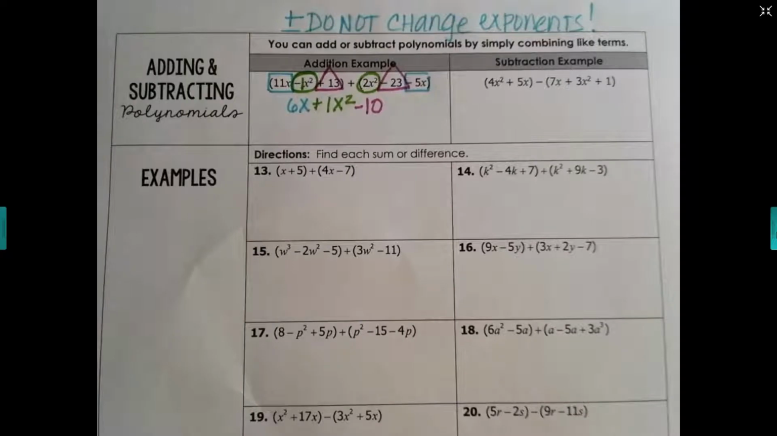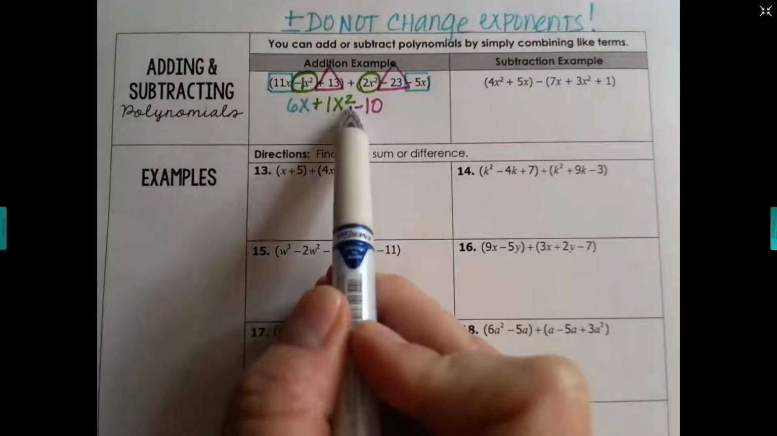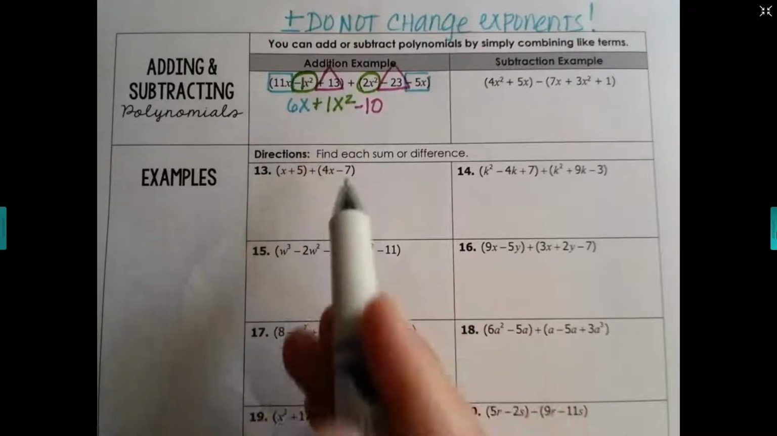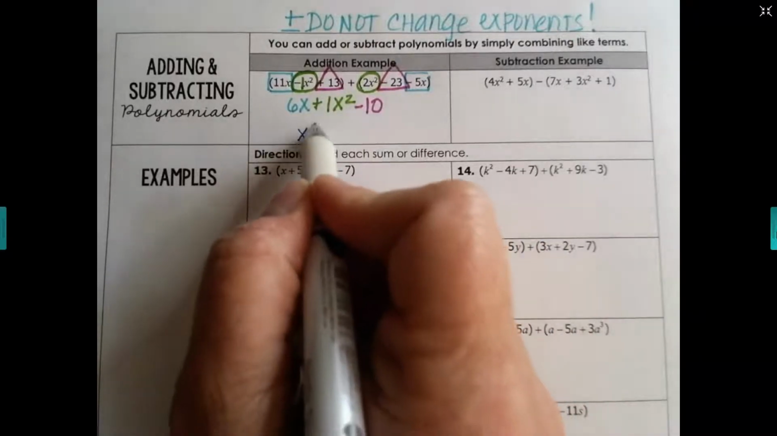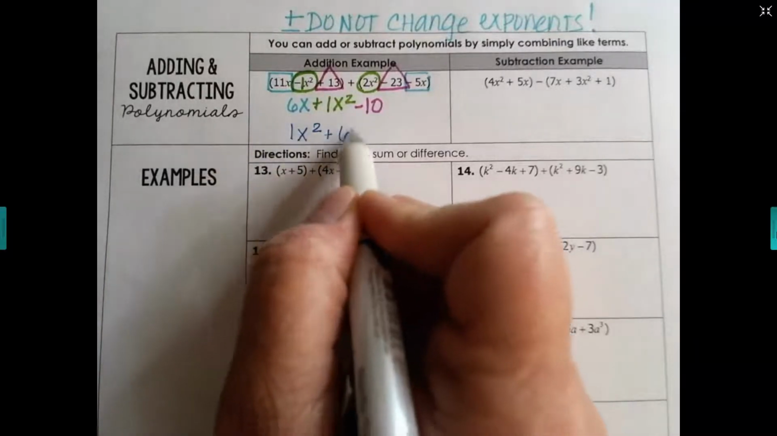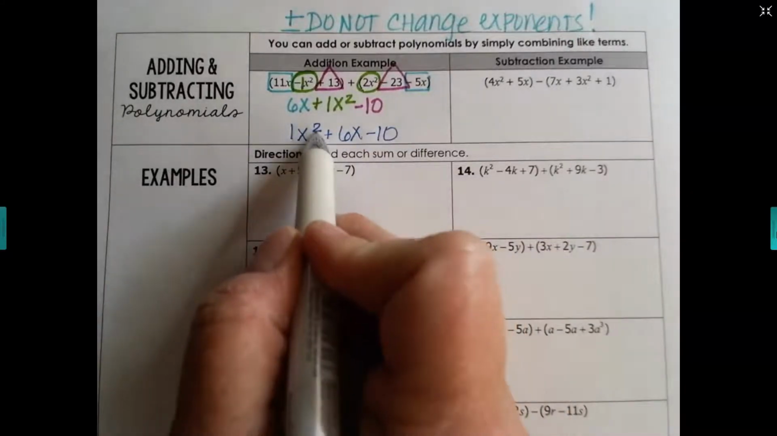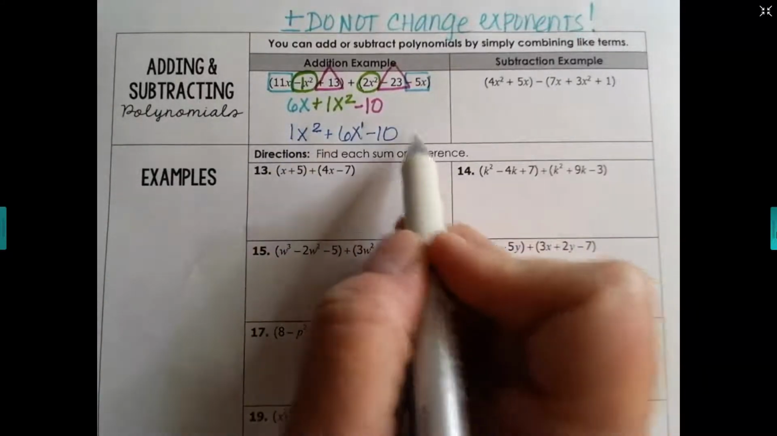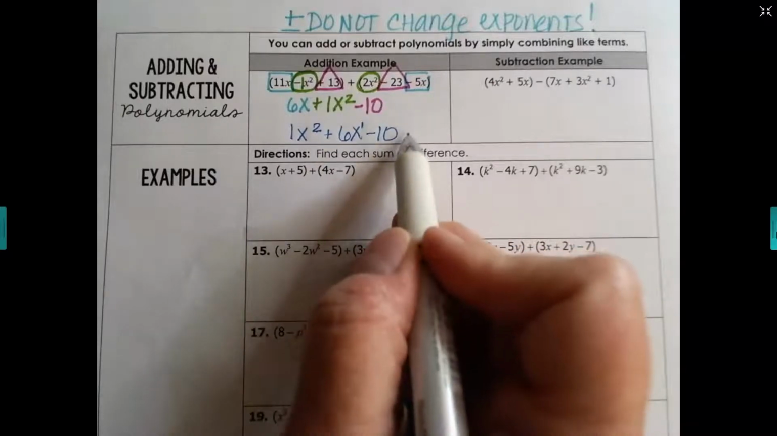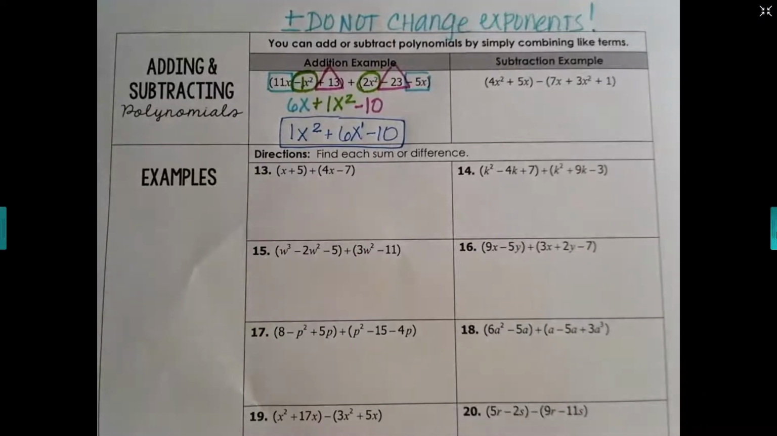So now I need to look, is my answer in standard form? This exponent has a 1. That one has a 2. It needs to be the biggest exponent first. So the biggest exponent I've got is x squared. There's really a 1 there. The next biggest is 6x. And then minus 10 is my constant. So when I look at this, I have 2 exponents, 1 exponent, and this has no variable, so it has no exponents. That is my final answer.